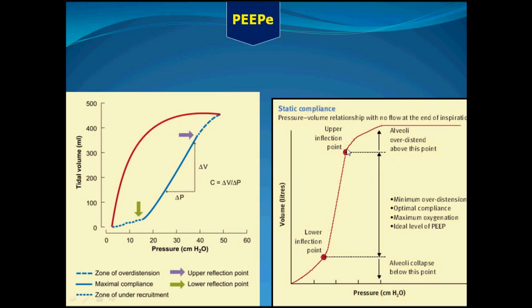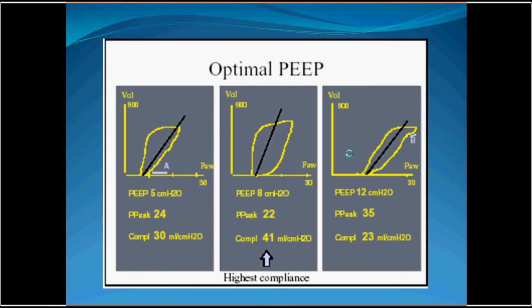So this is the point for the normal lung. It produces pressures of 30 to 35 centimeter water. This is the upper inflection point. That's why the plateau pressure should not exceed this value.